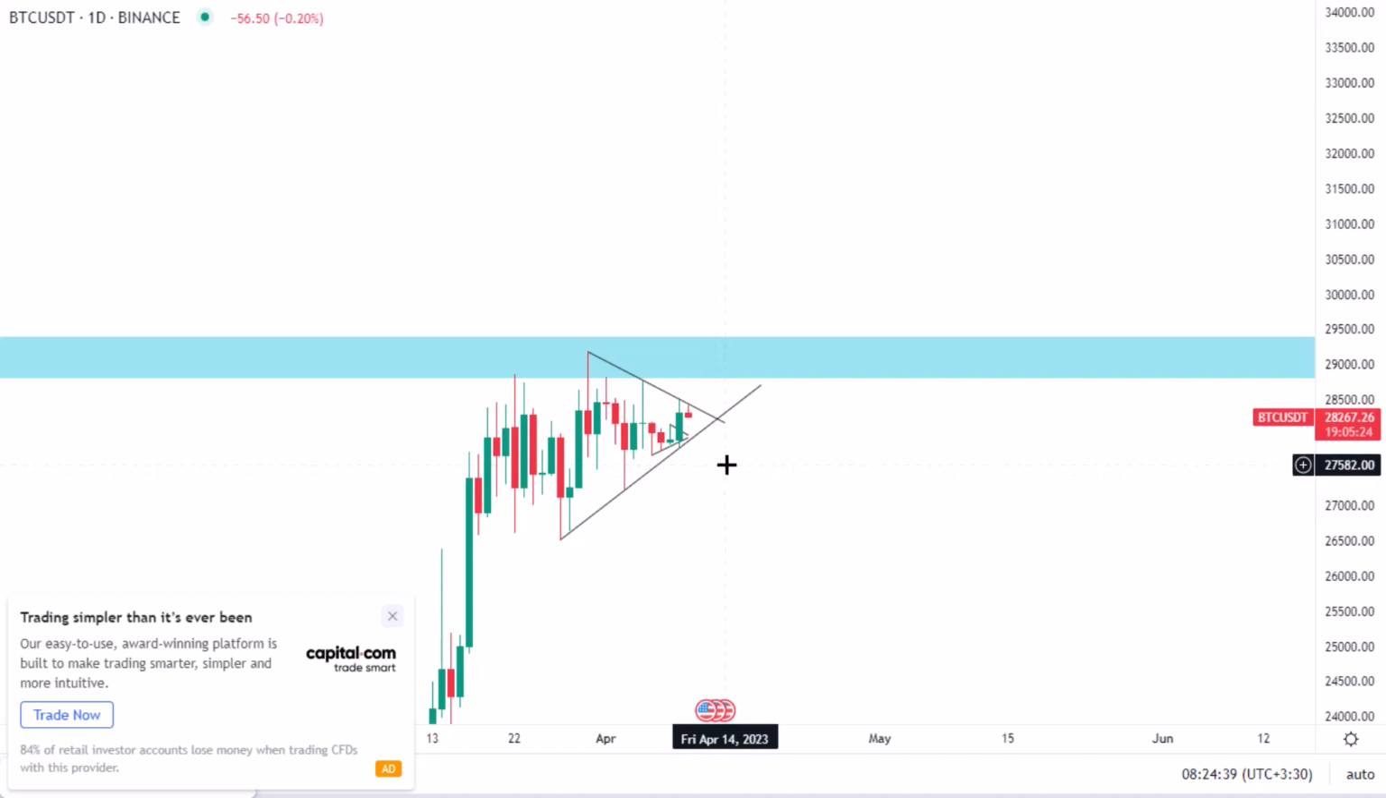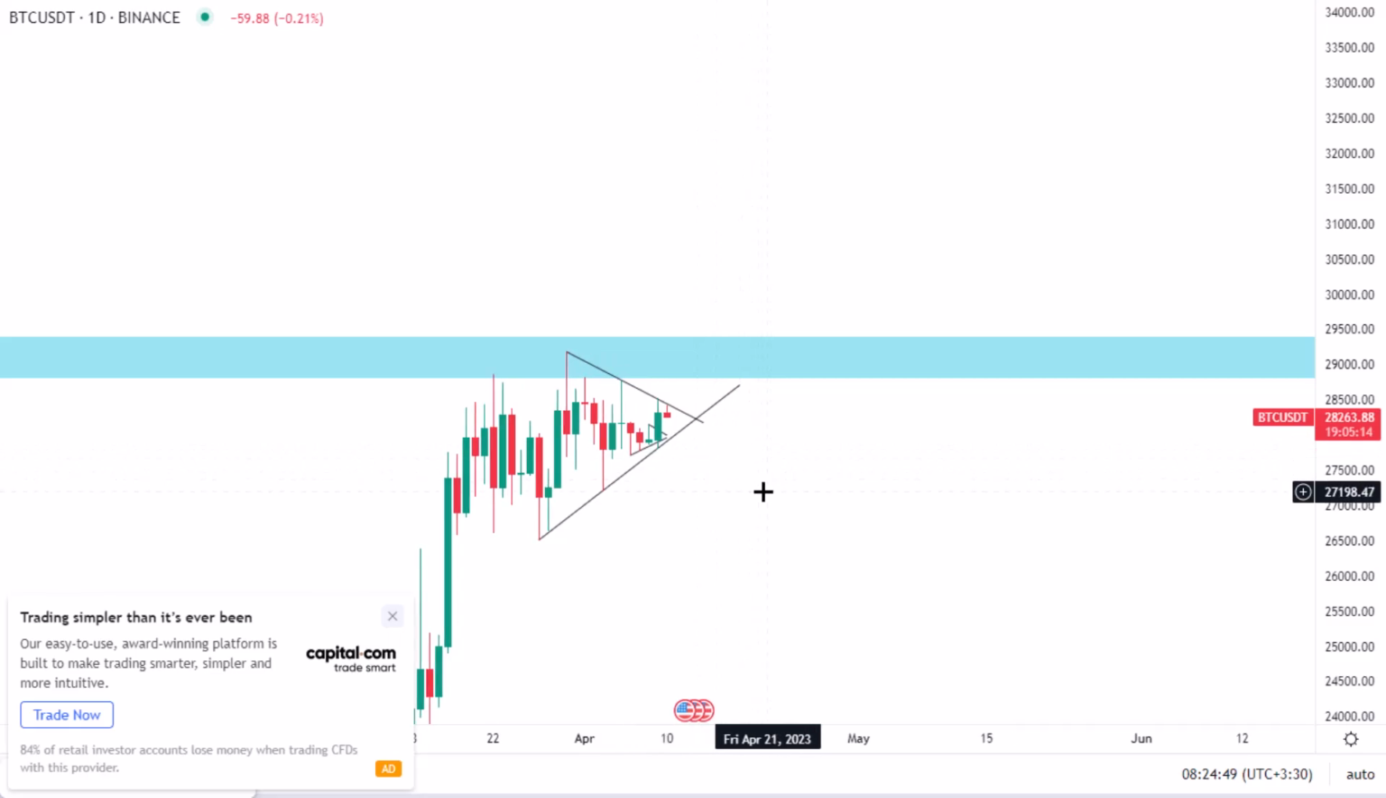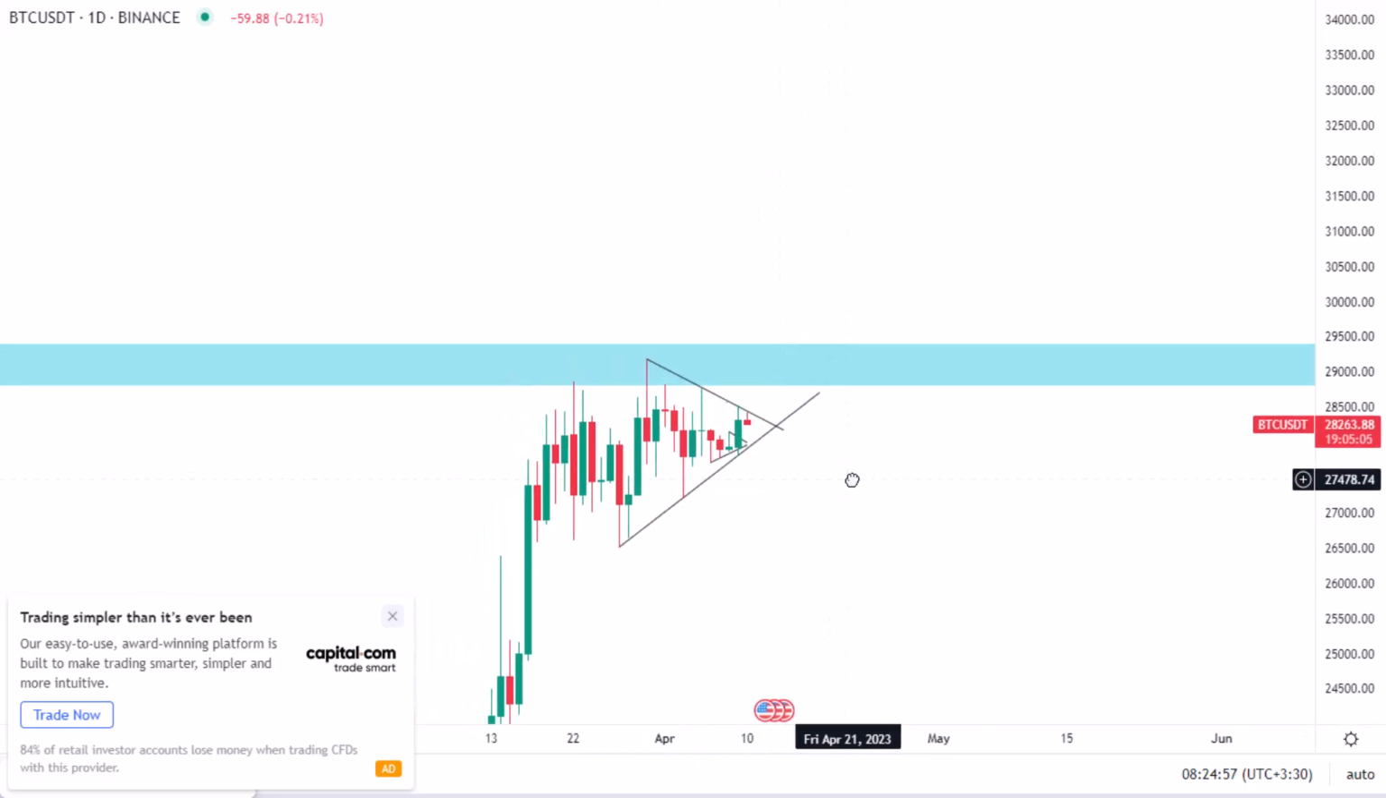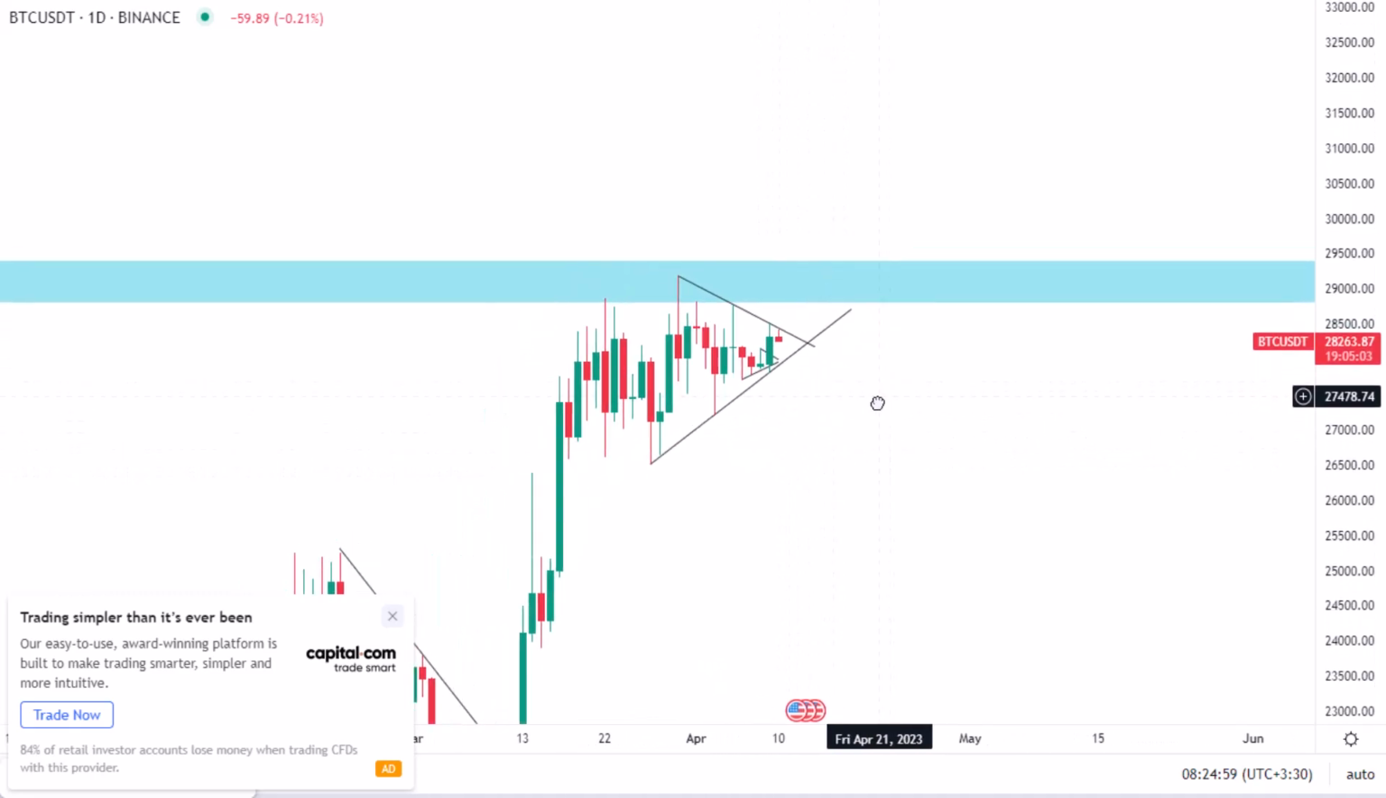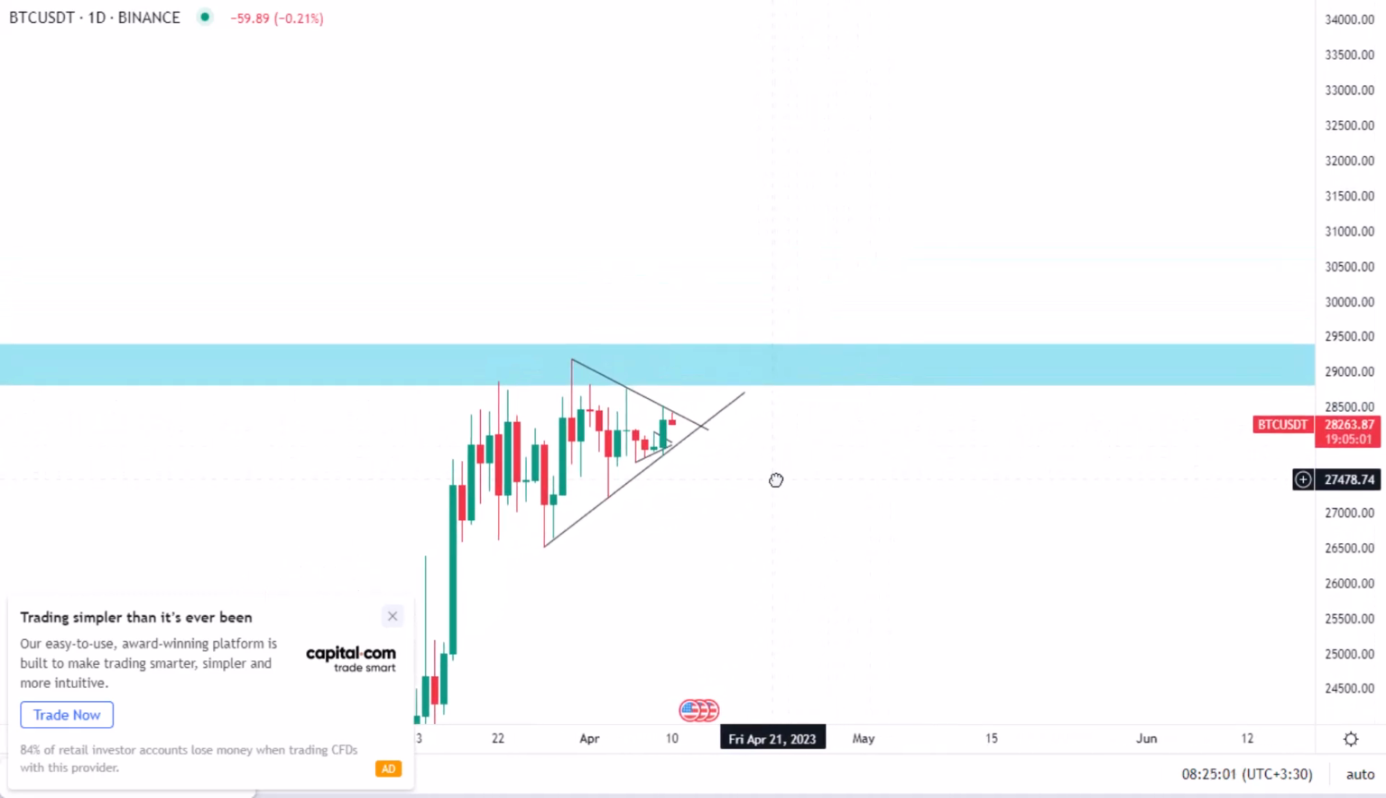Because it is important, the body of the candle needs to be closed in the 4-hour time frame or daily time frame. Then we can decide based on that and enter a sell position. If this breaks from upside, I won't enter a buy position. Yeah, it was all about today's analysis.